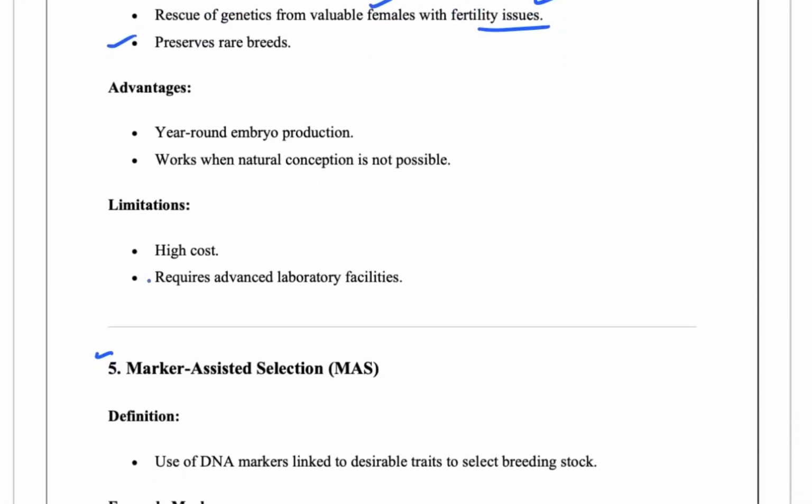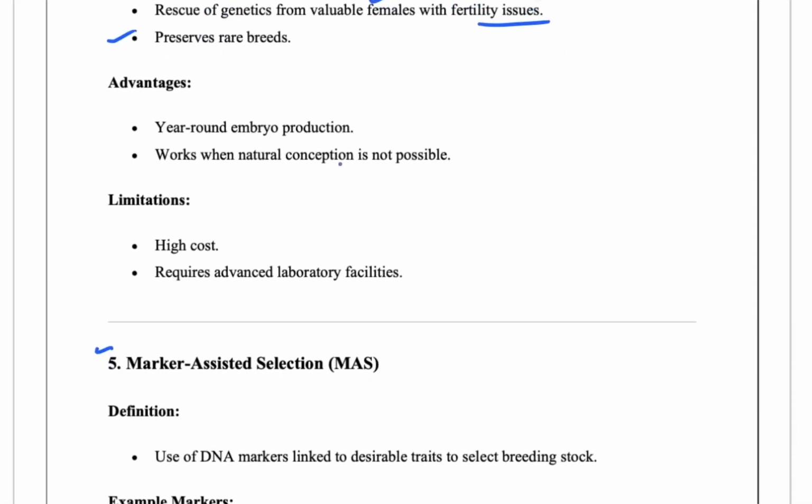Advantage is year round embryo production, because ovums are produced every estrous cycle. So you can have embryo production year round, right? And it works when natural conception is not possible. This is important. When you cannot make sure that mating is there, or even after mating there is no conception, this procedure is done, right? In vitro fertilization is also very, very common in humans also, right?